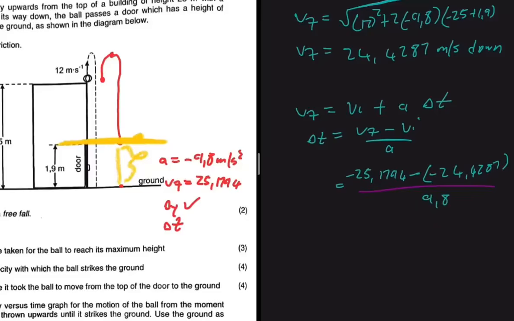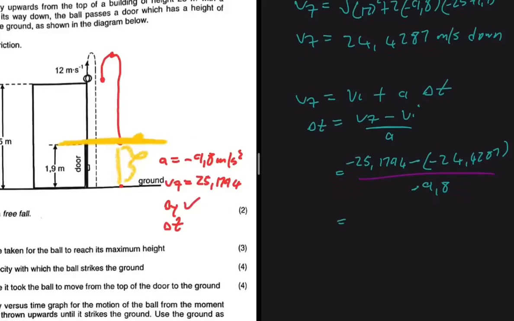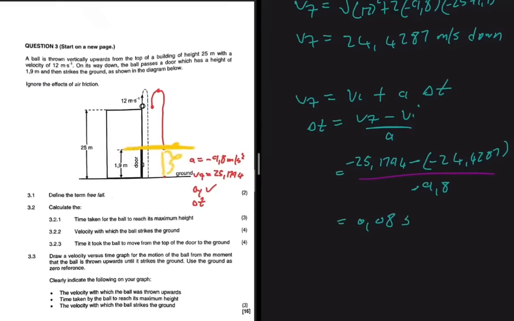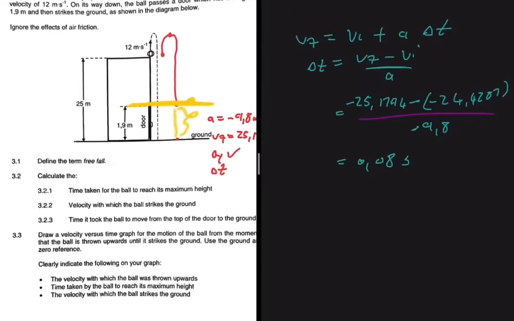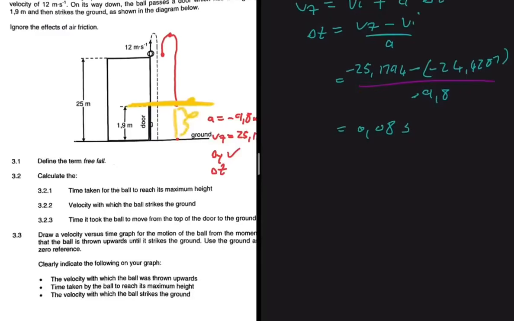So we should get a delta T, and here we should have a minus. Let's not forget that. So our delta T is going to equal 0.0... I think we're supposed to round off to 2 decimal places, so that will be 0.08 seconds. And that's how you solve that problem. Obviously, there are other ways you can use to solve it, but I'm deciding to go with that one.